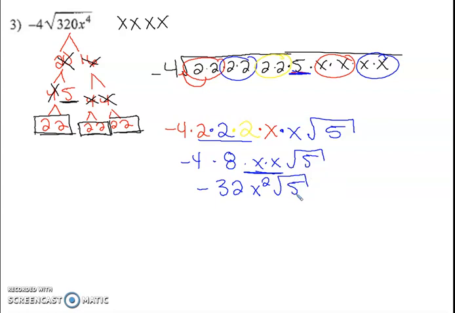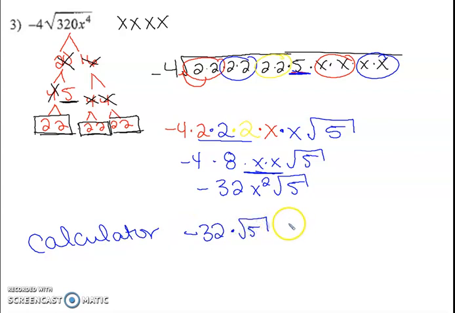So if you don't trust your answer on your calculator, do negative 32 times the square root of 5. Does it equal negative 4 square root of 320? Do those two things equal? Yes. I'm just doing the coefficients right now.